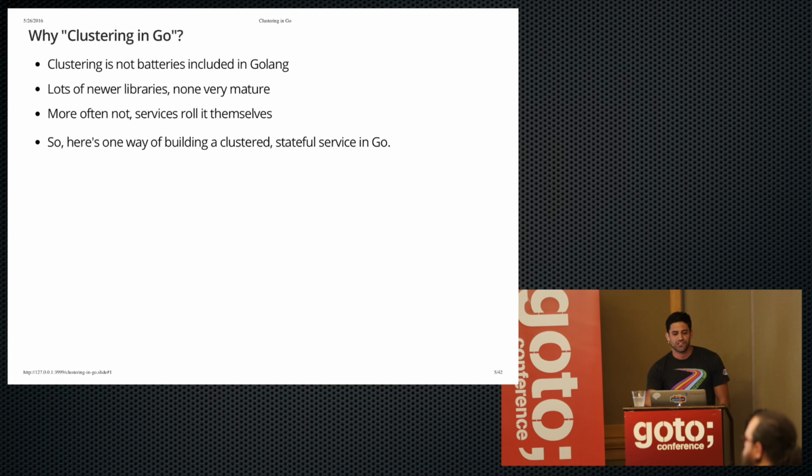And there are a lot of newer libraries, but none of them are really that mature from what I've seen. So I think Beehive and Go Circuit are a couple that come to mind. More often than not, services that are out there kind of roll it themselves. And I think a decent example of rolling it yourself and then having to roll it again a couple times as you understand your problem space better has been InfluxDB, which has had to go through and rebuild a bunch of their clustering a few times over for good reasons.